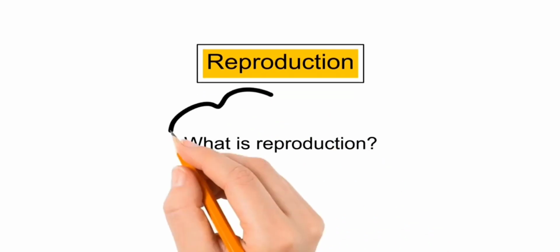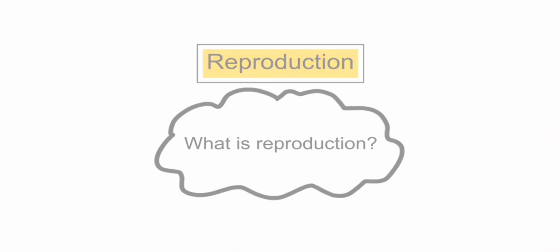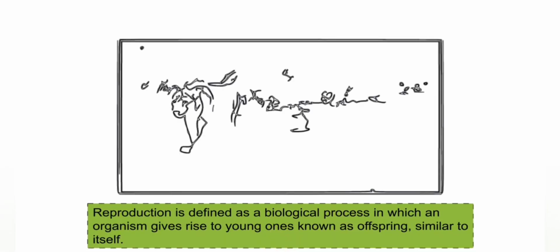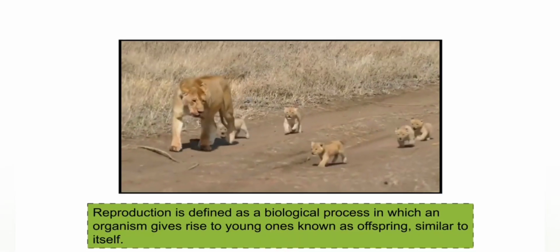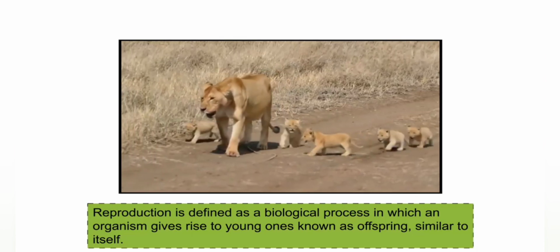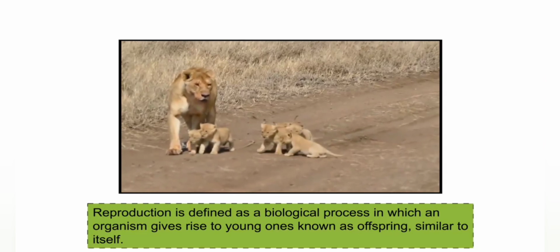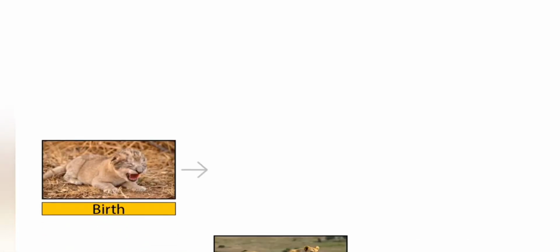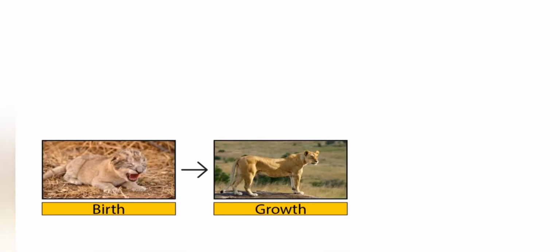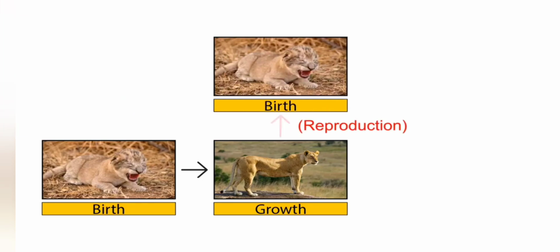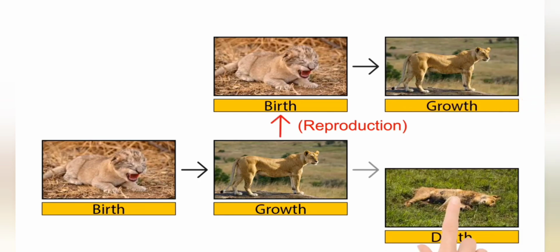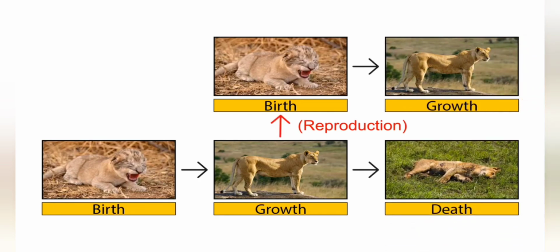So, what is reproduction? Well, reproduction is defined as a biological process in which an organism gives rise to young ones known as offspring, similar to itself. These offsprings grow, mature, and in turn produce new offsprings. Thus, there is a cycle of birth, growth, and death. Reproduction enables the continuity of the species generation after generation.